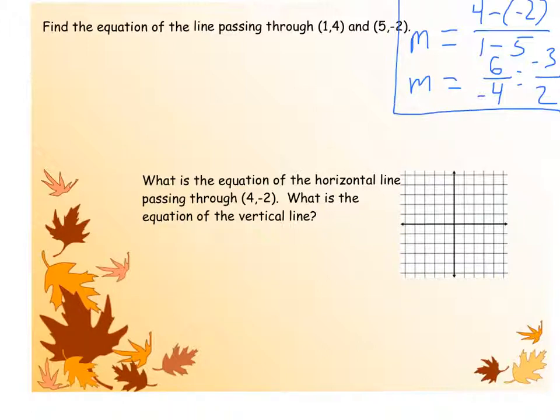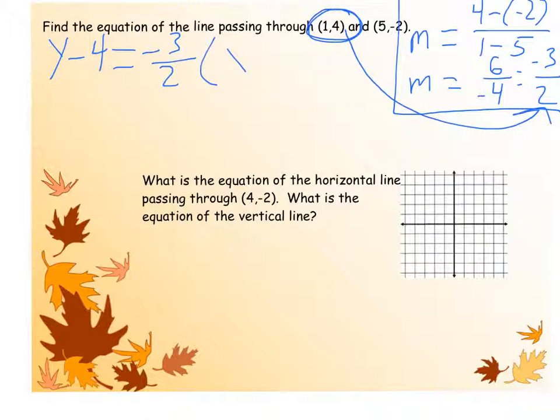Okay? Negative 3 over 2. Now I can't jump straight to slope-intercept form. This is the point where I have to go to point-slope form. So I'm going to choose this point right here. I could choose the other point, (5, negative 2), it doesn't matter. And I'm going to combine that with the fact that I know the slope, negative 3 over 2. I'm going to use point-slope form, which would say that y minus 4 must be equal to negative 3/2 times x minus 1.